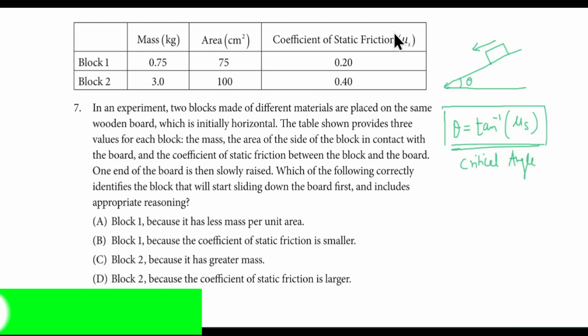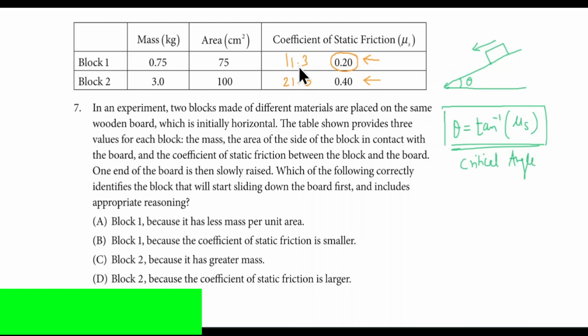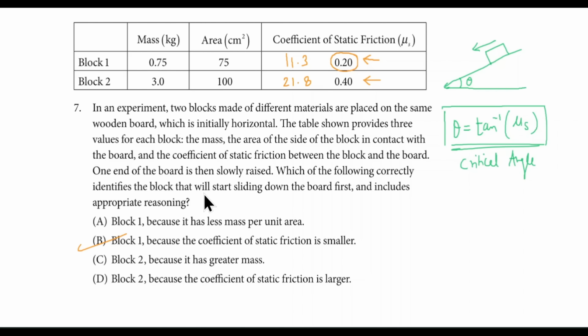So clearly, tan inverse 0.2 will return a smaller angle compared to tan inverse 0.4. Tan inverse 0.2 is 11.3 degrees and tan inverse 0.4 is 21.8 degrees, which means that at 11.3 degrees, block 1 will start slipping first because its coefficient of static friction is smaller. So it has to be option B.